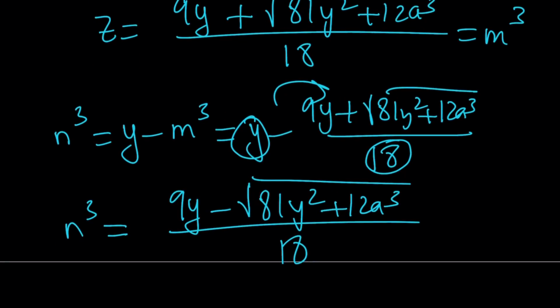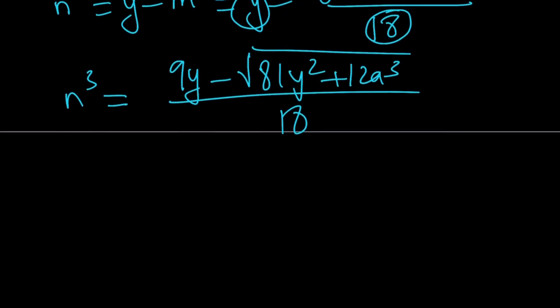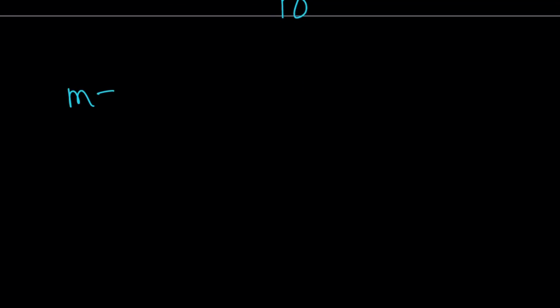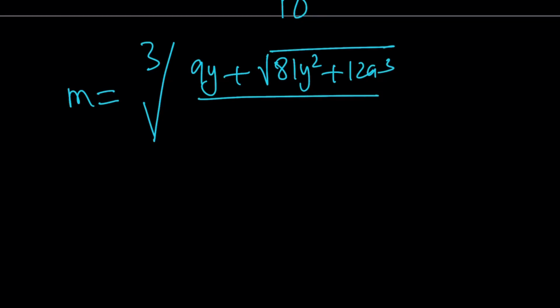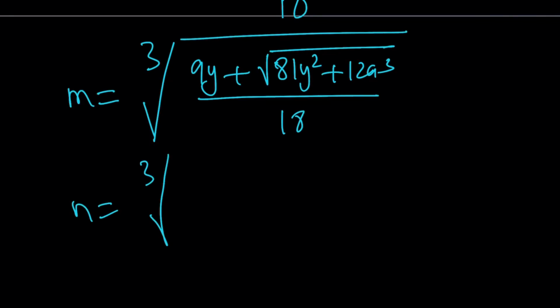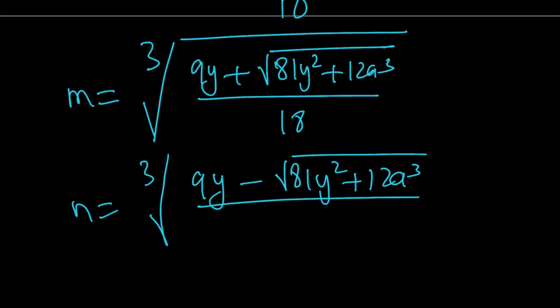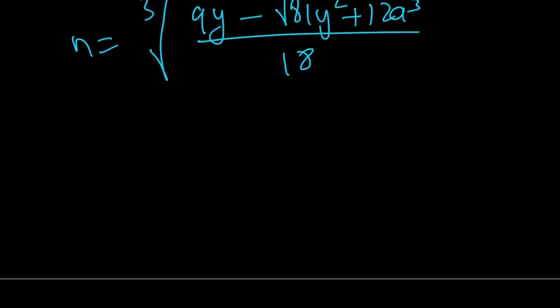So to find them, we have to cube root both sides. So let's go ahead and cube root both sides on each. M is going to be the cube root of 9y plus the square root of 81y squared plus 12a cubed. I hope you're still with me on this craziness. And n is going to be the cube root of the same thing pretty much, except there's going to be a minus sign in between. But under the radical, it's the same idea. Great. So I got the m and n values, so we can go ahead and put it together.